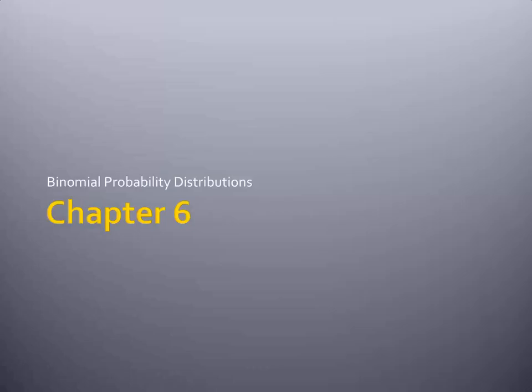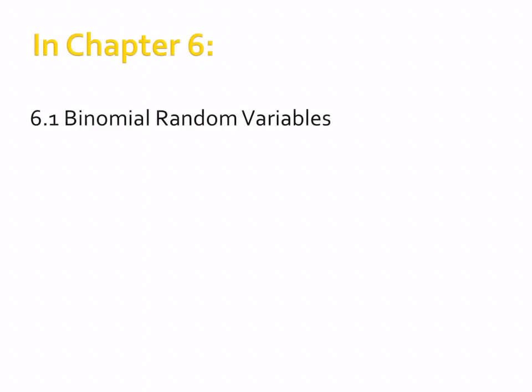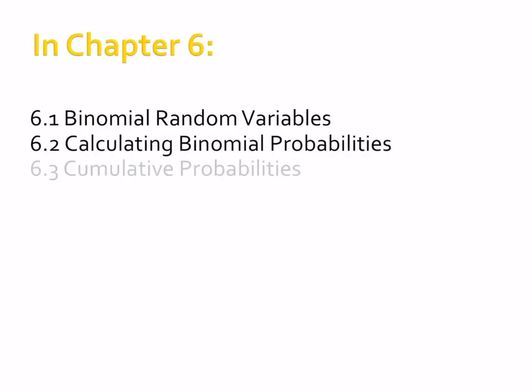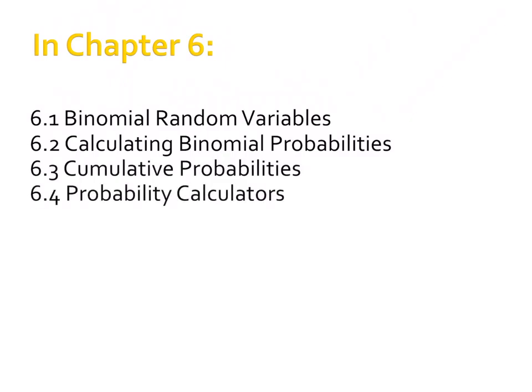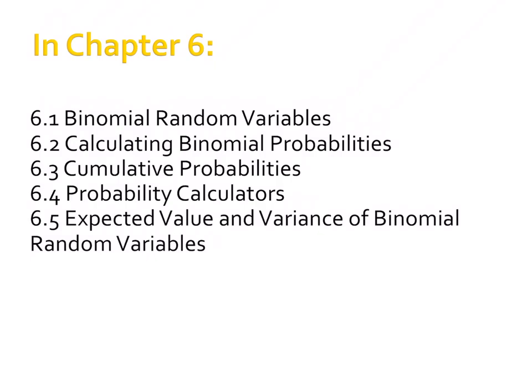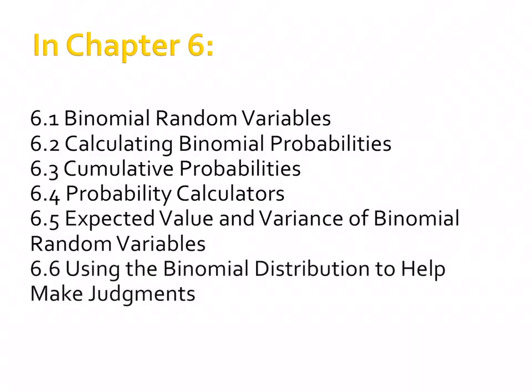In Chapter 6 we're going to be talking about binomial probability distributions. Chapter 6 is a relatively short chapter, but there is a lot of information to cover. So let's get right in. In Chapter 6 we talk about binomial random variables, calculating binomial probabilities, cumulative probabilities, probability calculators, expected value and variance of a binomial random variable, and using the binomial distribution to help make judgments.